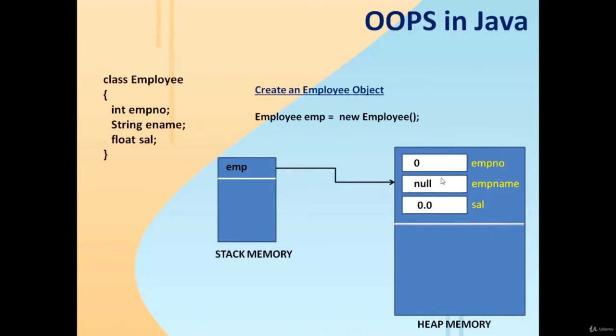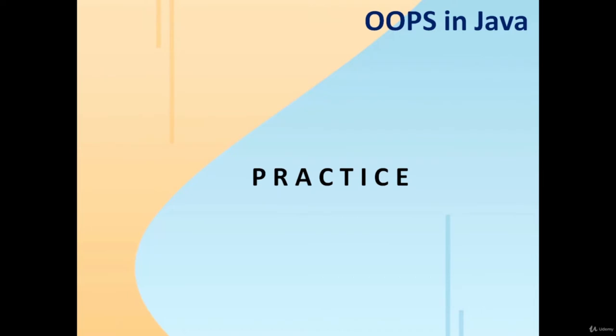So this EMP has got EMPNO, ename and SAL. If you want to access the properties of this object, it can be referred to with the reference EMP. So we can access it by using EMP dot EMPNO, EMP dot ename, and EMP dot SAL. That's the way we are accessing that. Now we will see this in a practical way. Hope you are clear with this. Happy learning.